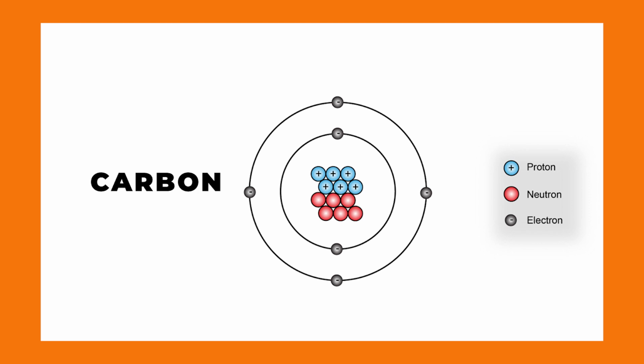The number of protons in an atom's nucleus determines which element it is. Carbon, for example, has 6 protons, which makes it the element carbon.